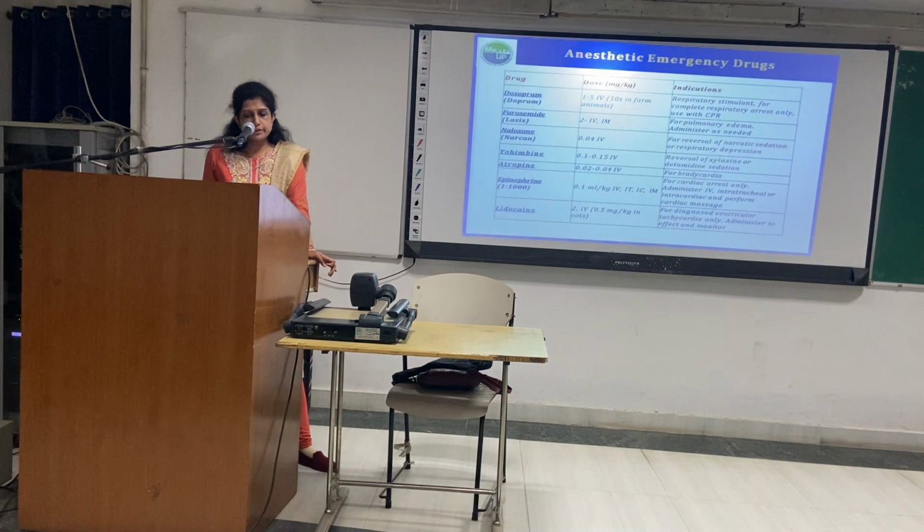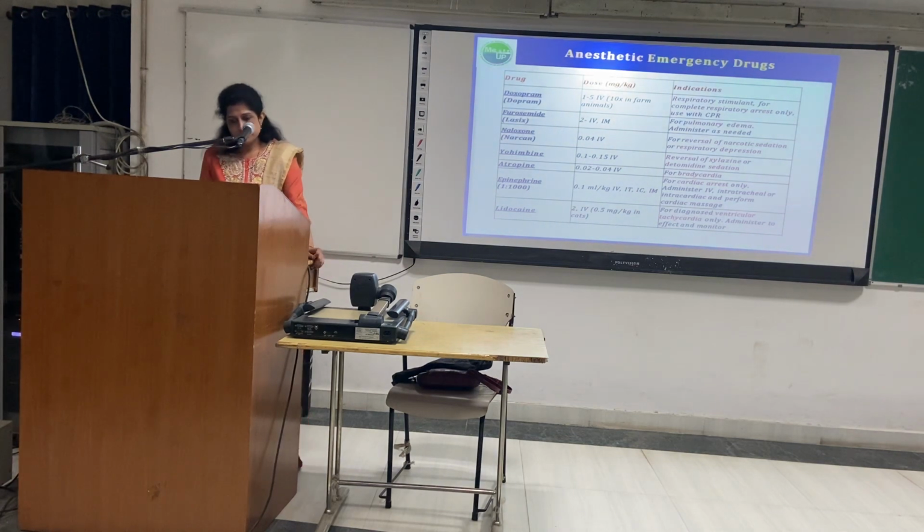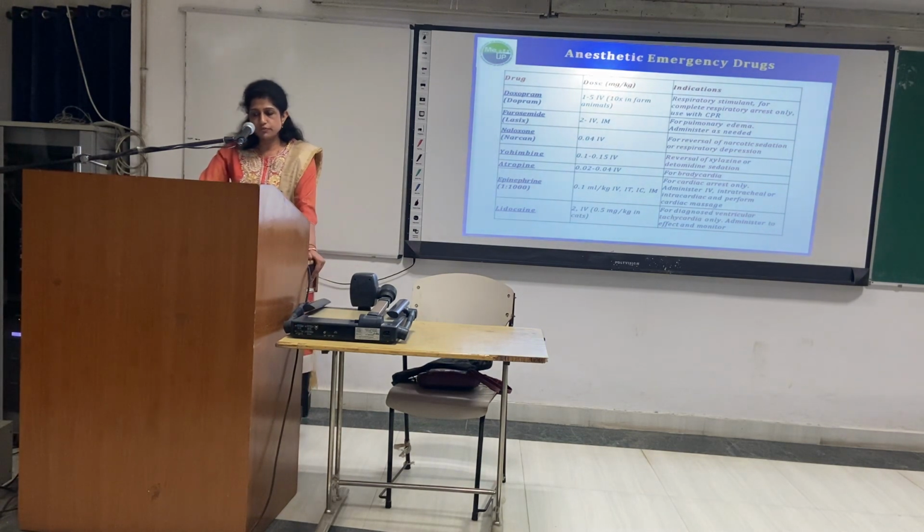Furosemide 2 milligram per kilogram body weight intravenously or intramuscularly. Indications are for pulmonary edema, administered as needed. Naloxone 0.04 milligram per kilogram body weight intravenously, and it is given for reversal of narcotic sedation or respiratory depression. Yohimbine 0.1 to 0.15 milligram per kilogram body weight intravenously. It is given for reversal of xylazine or medetomidine sedation.